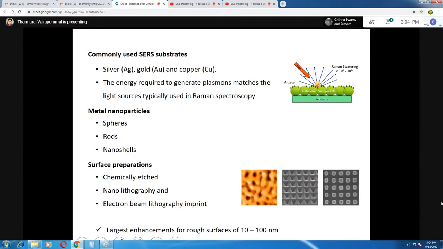And then the surface can be modified with different kinds of methods.